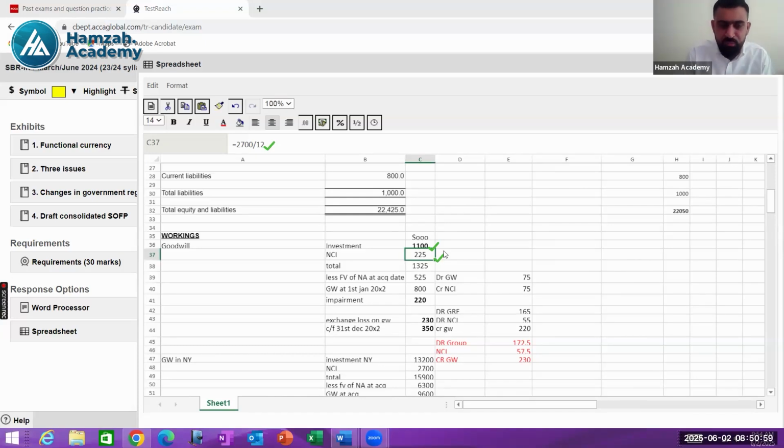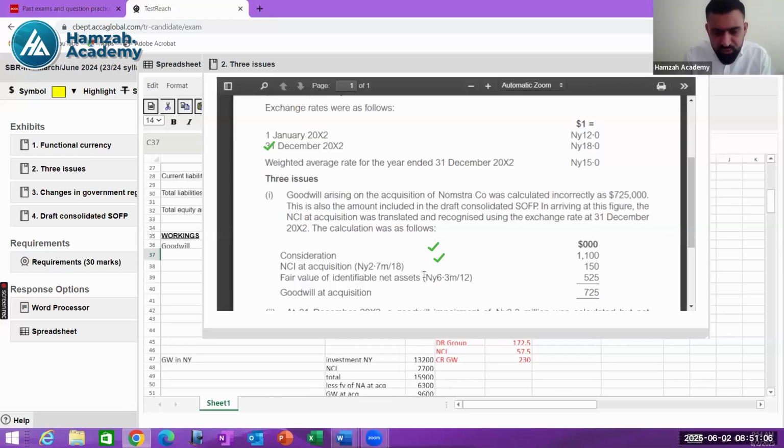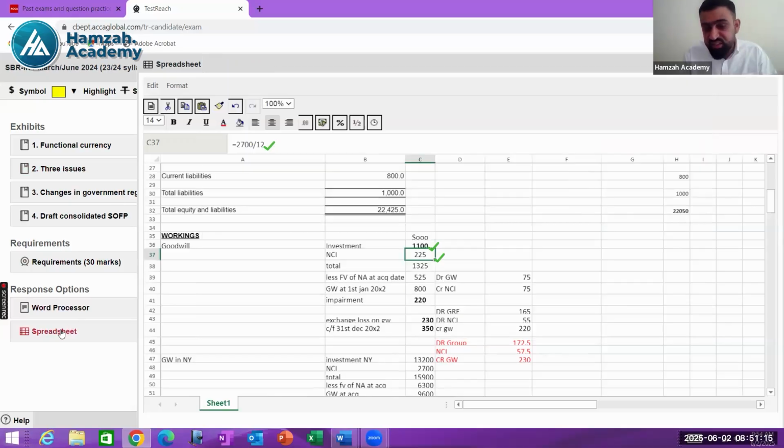225 US dollars. But when they translated this same NCI using the closing rate, they determined the NCI value at 150 million US dollars. So that is the first mistake in the calculation of the NCI. When you rectify the NCI, you can see your value of NCI has increased by 75 million US dollars. So the total value of 1325 has been changed.